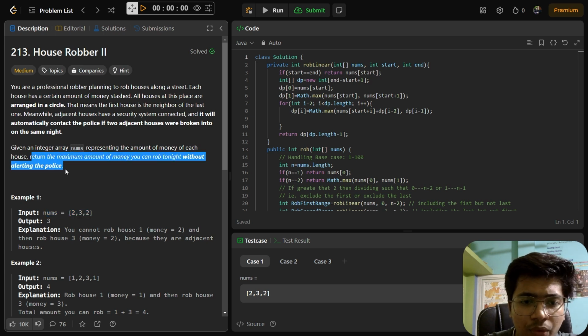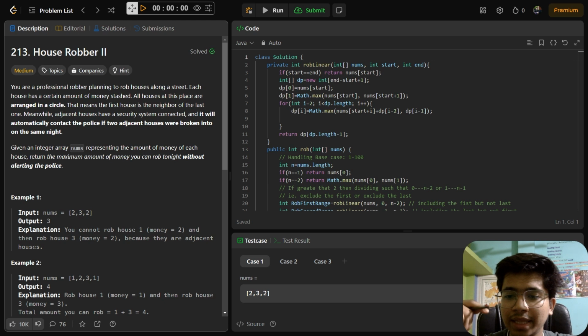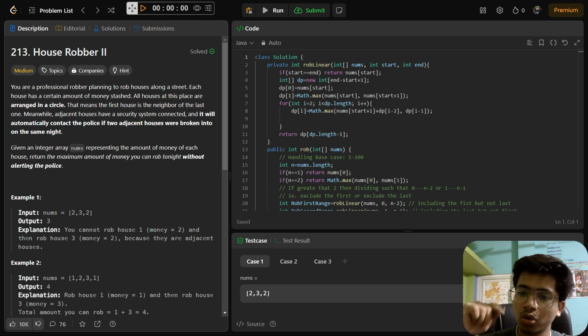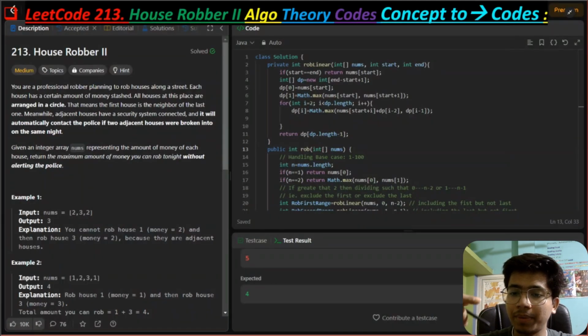So return the maximum amount of money you can rob tonight. So this is telling that we have to find the maximum amount of money. Try to understand what this max is. When we get a problem like max or minimum, we have to understand this is a problem of optimization.